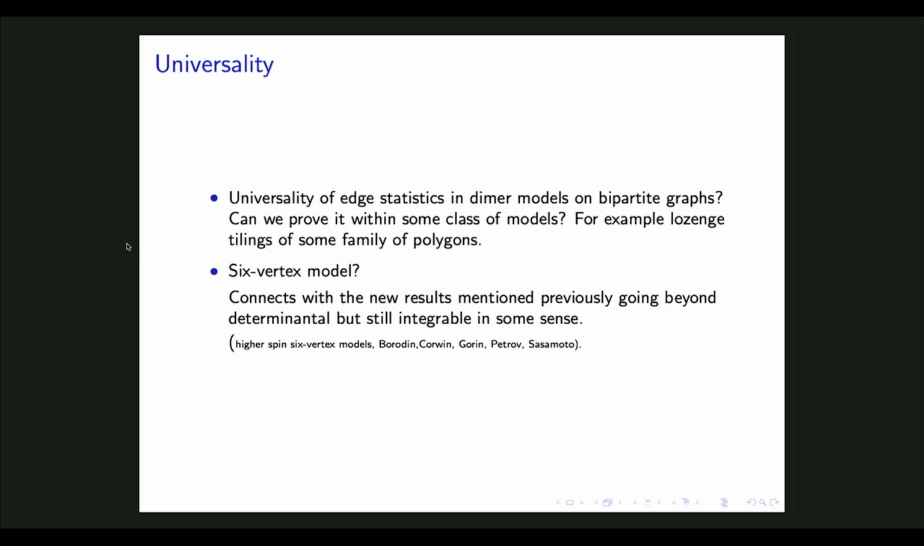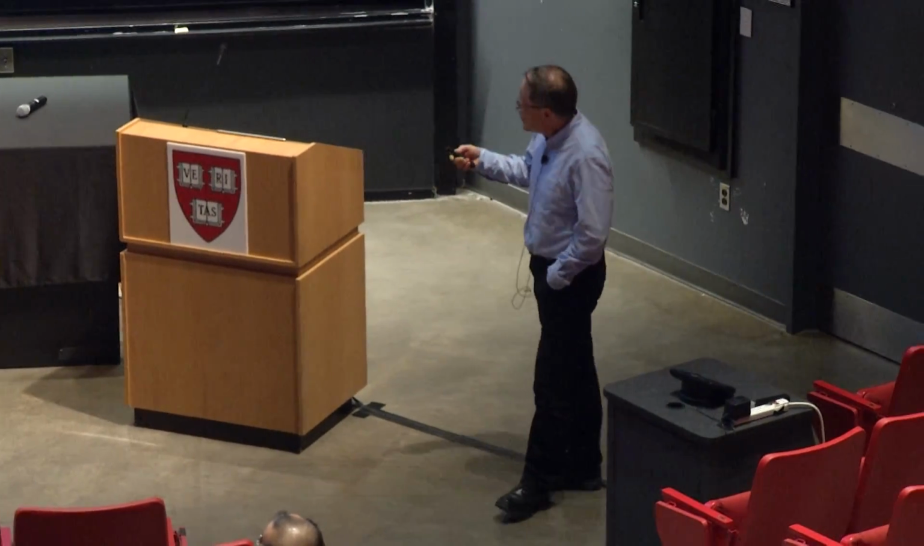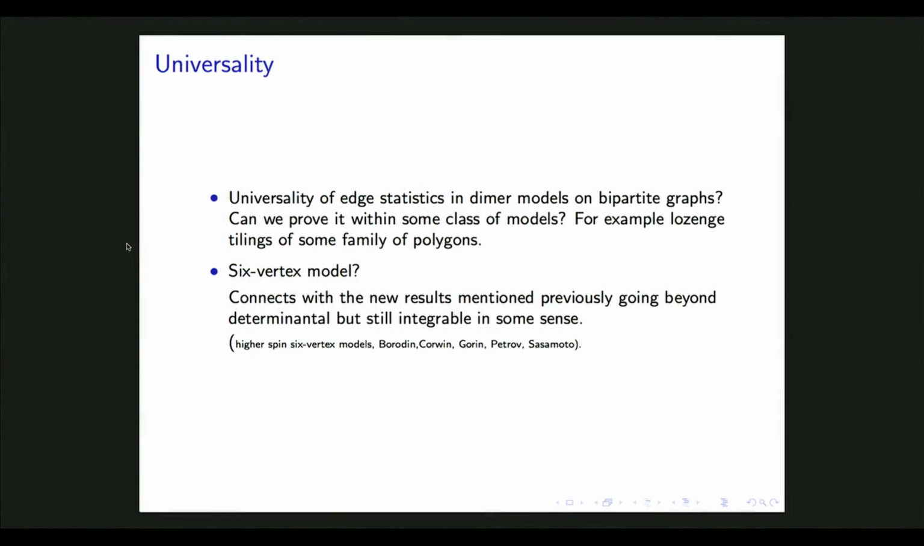So as I said, you could see this as one step towards universality in the sense that we have another model which shows the same limiting behavior. But of course, there is a much wider universality question then, right? So can we prove this within some large class of models?